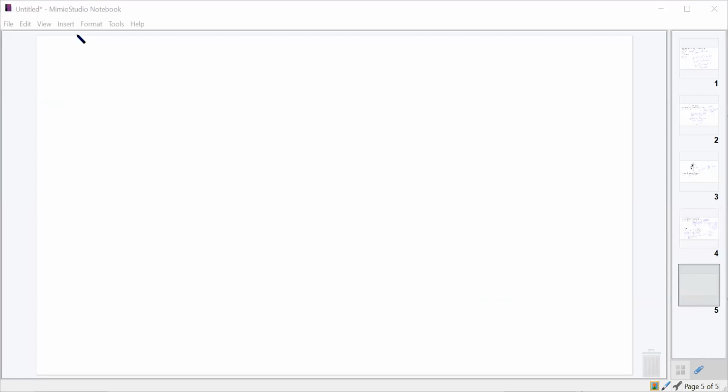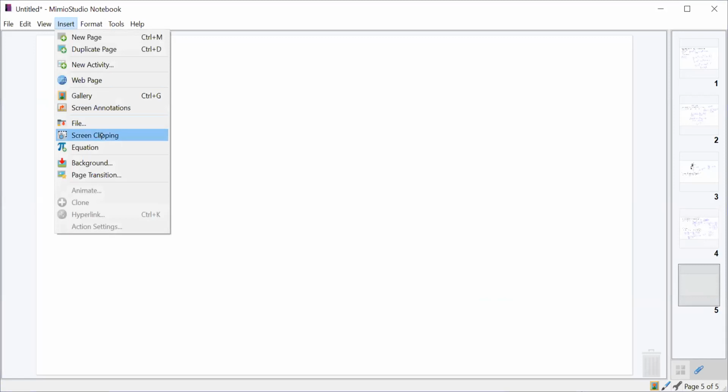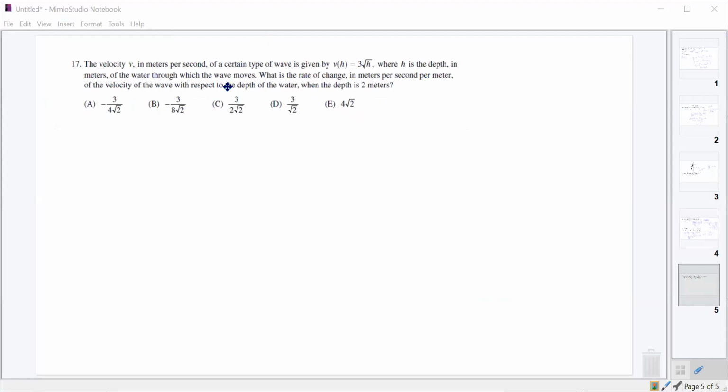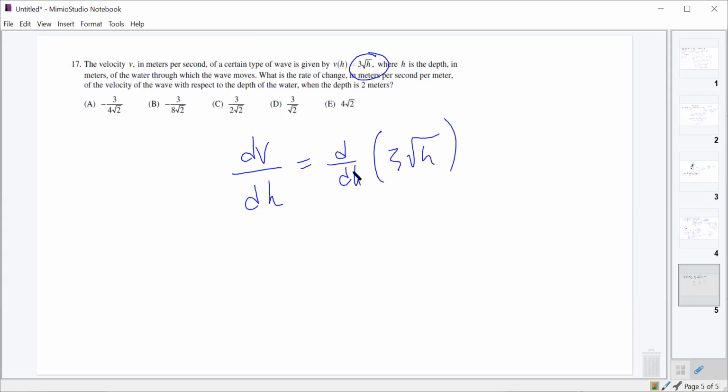All right, next one will be 17. So for 17, we've got velocity in meters per second of a wave is this, where h is the depth, and we're looking for the rate of change of the velocity with respect to the depth h. So we're looking for dv dh, which just means that we need to take the derivative of 3 root h with respect to h.